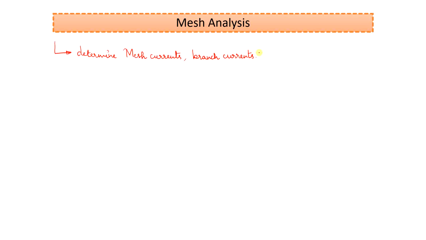So to understand this, let me consider a simple circuit. Say I have this circuit wherein I consider the voltage source E1. I have resistance R1, resistance R2, resistance R3, and another voltage source E2. Let me name these nodes so that I can clearly identify the meshes. This is A, C, D, E, F.